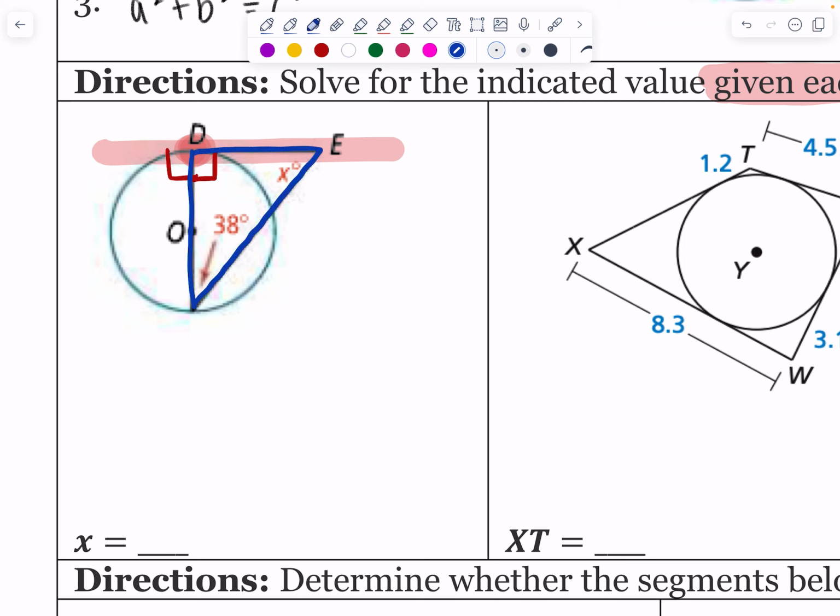Well, what do we know about triangles in general? They add up to 180 degrees. So if I want to find x, I can do 180. I can subtract the 90 I spent at the right angle, and I could subtract the 38 I spent at that other angle. And how many degrees are left? There would be 52 degrees left for x. 52 degrees. 52 and 38 will be complementary because I've already spent 90 in that triangle.